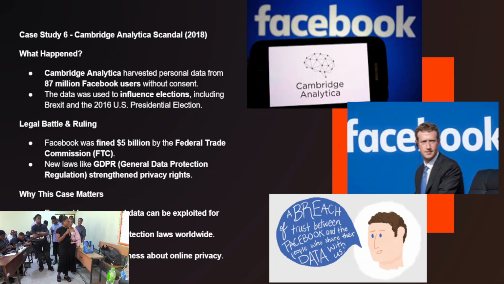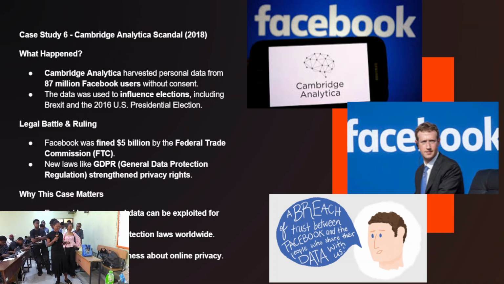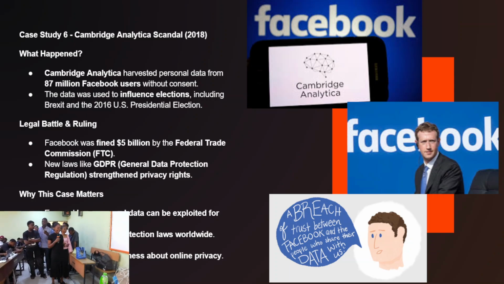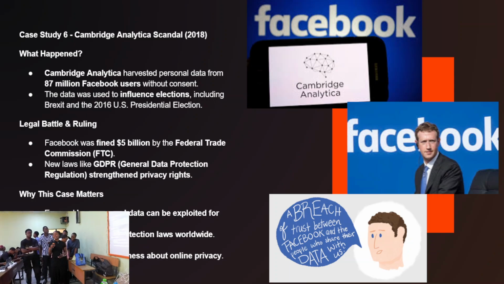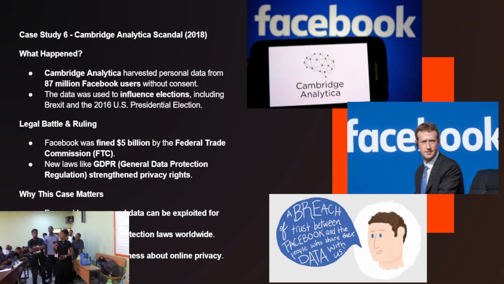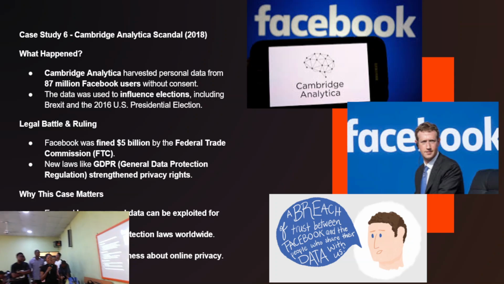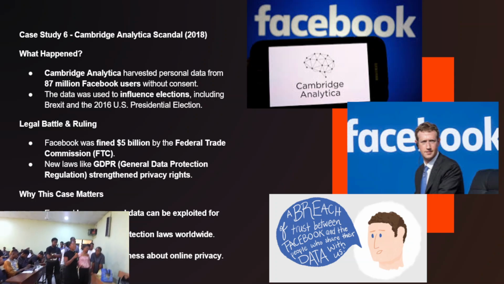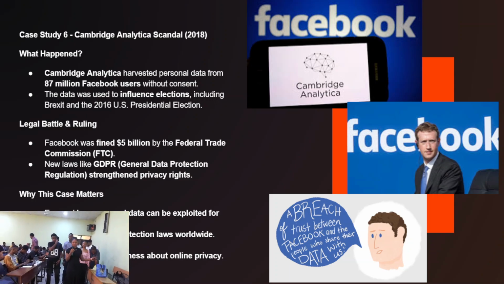Case study 6, Cambridge Analytica scandal, 2018. What happened? Cambridge Analytica was a political consulting firm at the center of a scandal involving the use of personal data for political gain, and Facebook was involved because they leaked the personal information of people for the US 2016 election. Cambridge Analytica harvested personal data of 87 million Facebook users without their consent, and that's breaching the CIA triad, the confidentiality part.